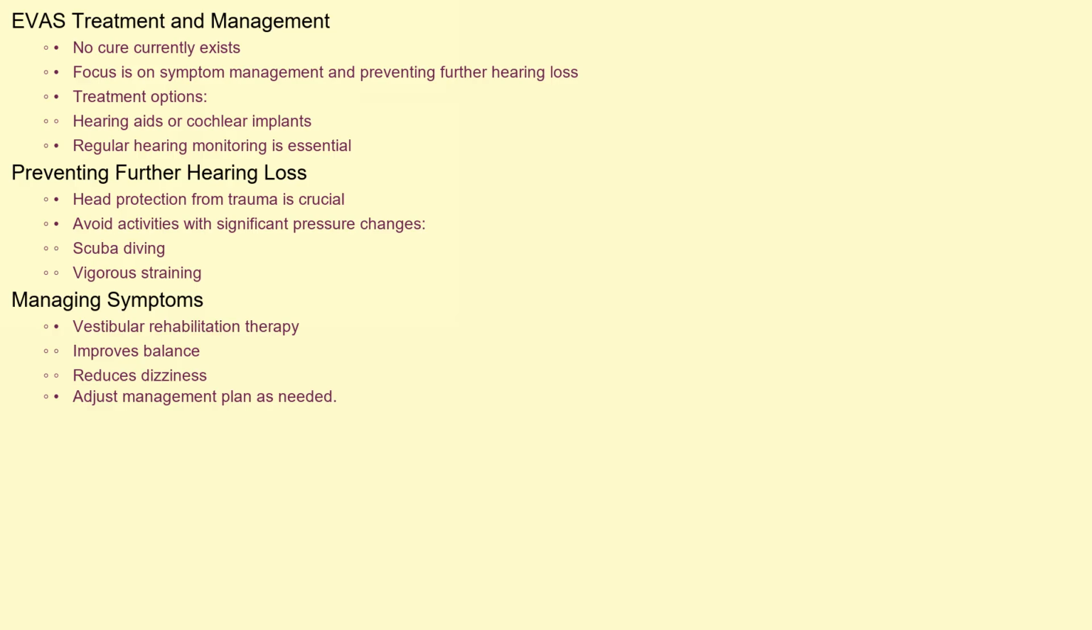Currently, there's no cure for EVAS, so treatment focuses on managing the symptoms and preventing further hearing loss. This can involve the use of hearing aids or cochlear implants to improve hearing. Protecting the head from trauma is crucial to minimize the risk of further hearing loss. Avoiding activities that involve significant pressure changes, such as scuba diving or vigorous straining, may also be recommended. Vestibular rehabilitation therapy can help improve balance and reduce dizziness. Regular monitoring of hearing is essential to track any changes and adjust the management plan as needed.